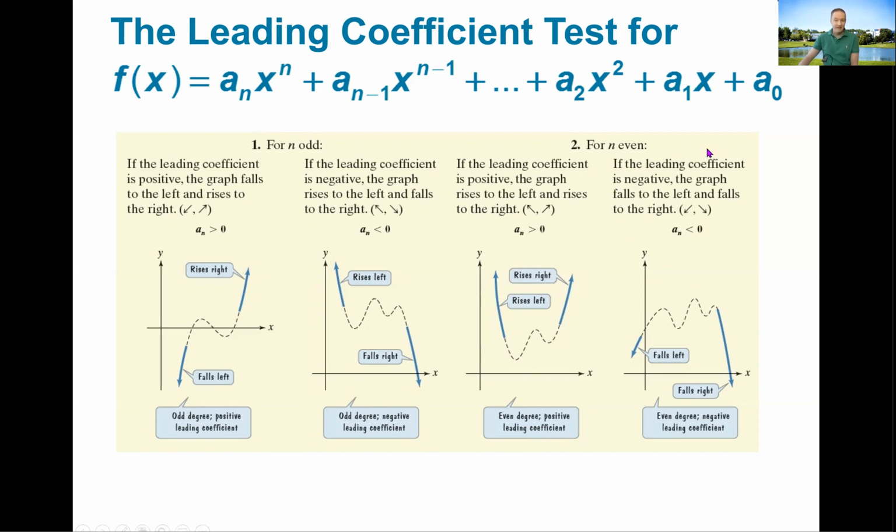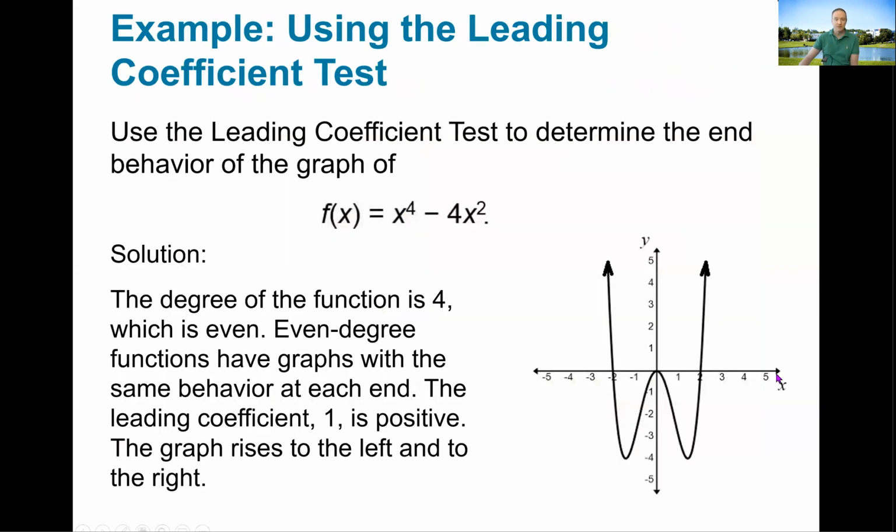For a negative even function, if a sub n is a negative number, and that's the coefficient of x to some even power, then you know your function is going to start going down and it's going to end going down. So we say it falls to the left and it falls to the right. Now, keep that in mind for the end behavior of any of these functions, and that's going to be needed in all of the problems in this section.